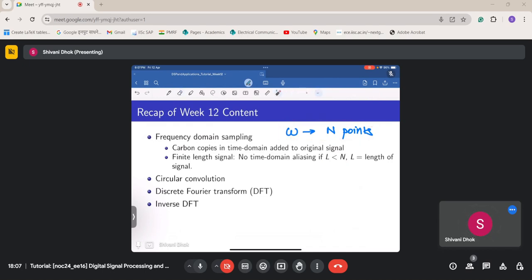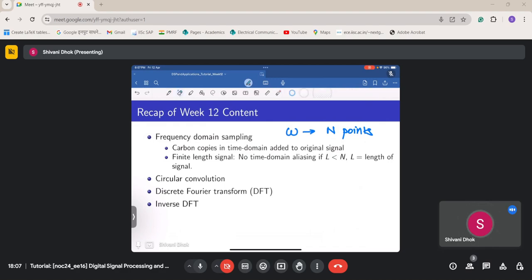Now we wanted to exploit the convolution property of the Fourier transform or DTFT, and we wanted to see what happens equivalently after doing DFT, the discrete Fourier transform. So we observe that instead of linear convolution, we get a circular convolution.